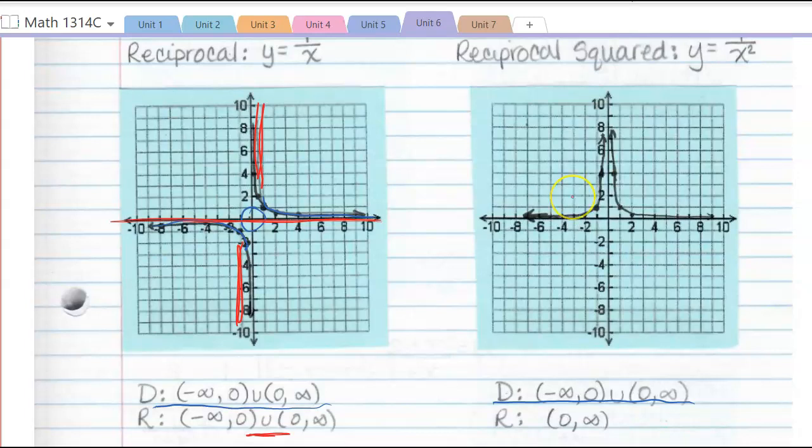Over here on the reciprocal squared, we see the same idea, but notice we do not have any y values that are negative. So you can see that our range is only going to be from 0 to positive infinity.